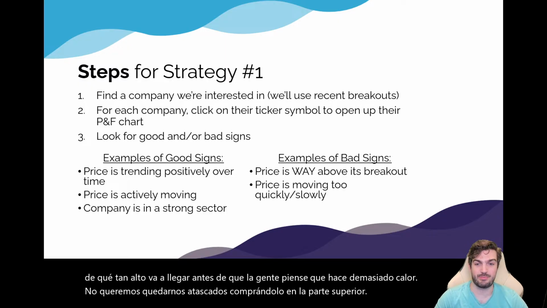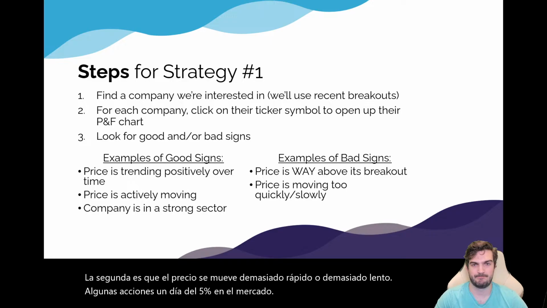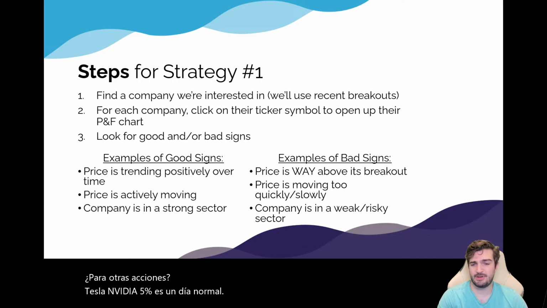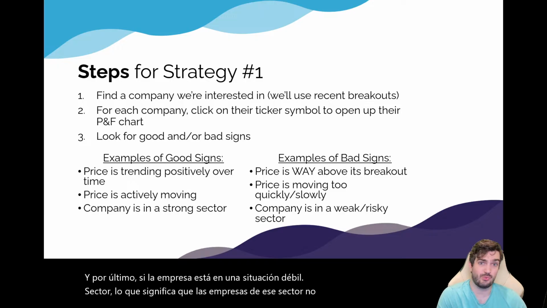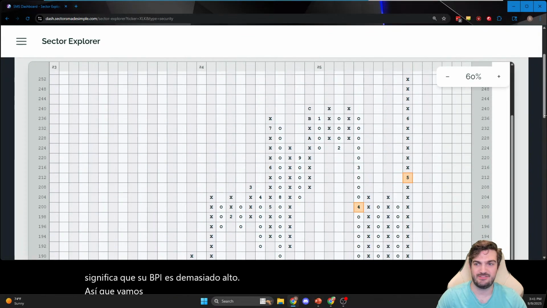The second is that the price is moving too quickly or too slowly. For some stocks, a 5% day in the market is insane. For other stocks, Tesla, Nvidia, 5% is an average day. And lastly, if the company is in a weak sector, meaning the companies in that sector are not leaders, or if it's a risky sector, meaning its BPI is way too high. So let's dive into that strategy together.